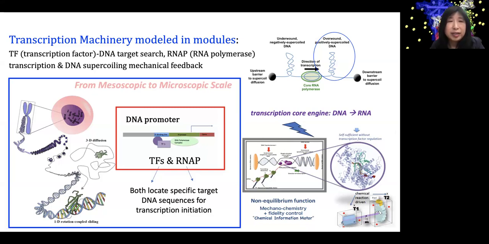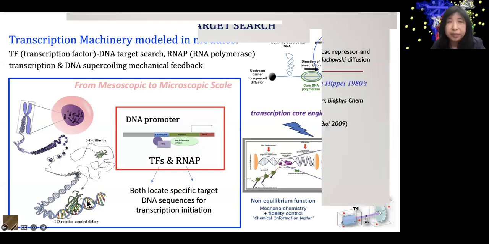Many focus on transcription factor search on DNA, RNA polymerase, mechanochemistry, and fidelity control, and a bit on DNA supercoiling regulation for transcription. So I'm going to focus on the transcription factor search on DNA, but not about global search, rather very focused on the part where the protein lands on the DNA and searches for the sequence locally.